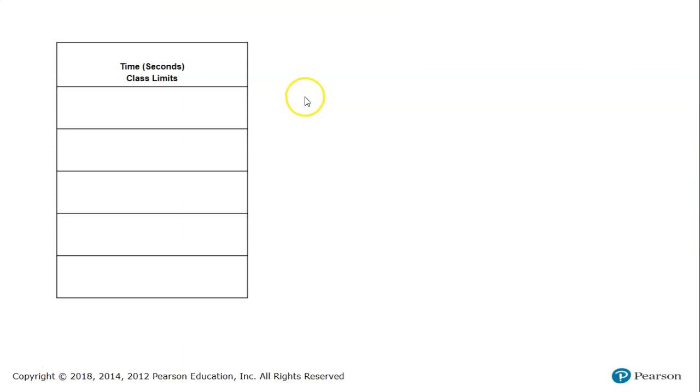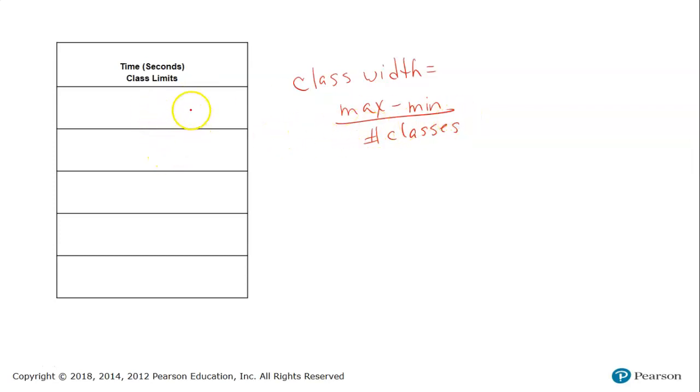Okay, we want to determine our class limits, and we can determine our class limits by first of all determining our class width. Our class width is going to be our maximum value minus our minimum value divided by the number of classes. Sometimes it will already say how many classes they want you to use. In this case we've got it already laid out, so it looks like they're wanting 5 classes. So that's what we're going to divide by here, 5 for the number of classes.